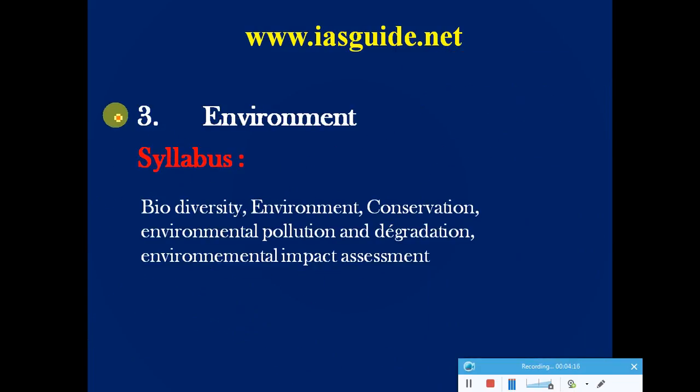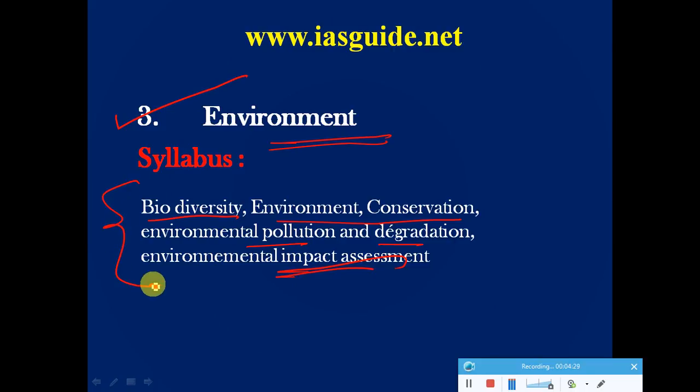Then the third segment of Paper 3 is environment. See, it is a very general concept which covers biodiversity, environment conservation, pollution, degradation, and impact assessment. All these are concepts which will be there in the syllabus.